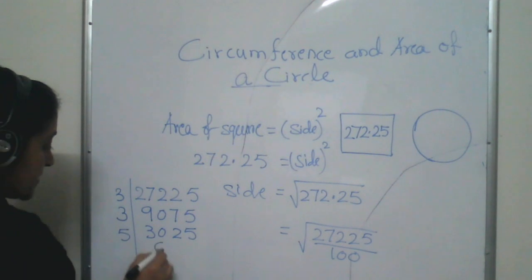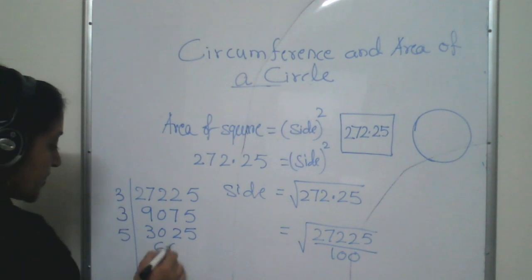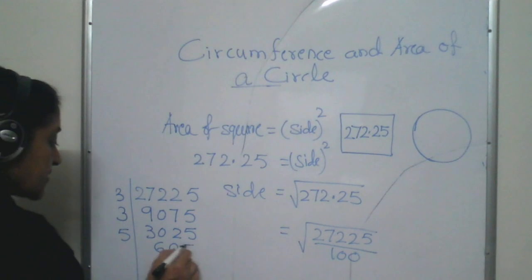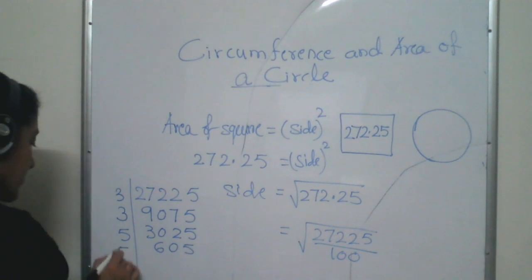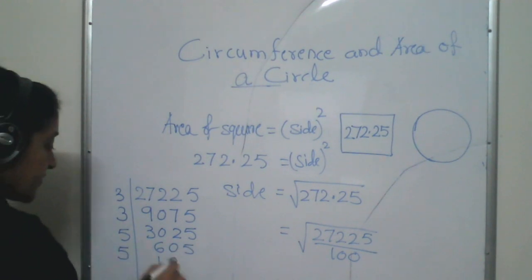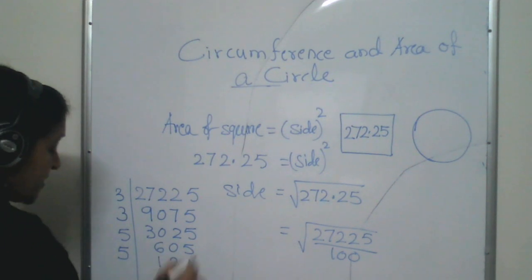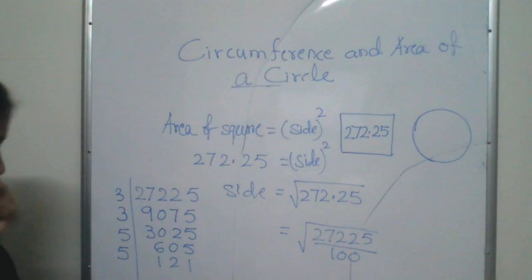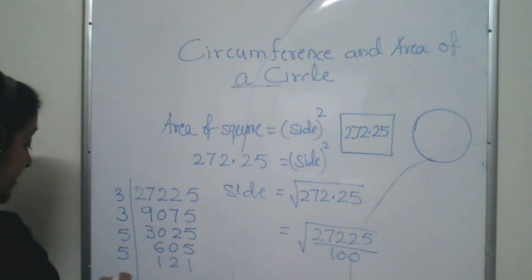Okay, 5 6s are 30. Now 2, if you take, nothing comes up. So 5 5s are 25, that is 605. Again 5 1s are 5, 5 2s are 10 and 5 1s are 5. Now you know 121 is a square of 11. 11 1s are 11.